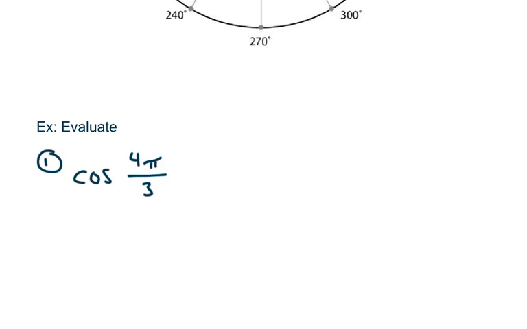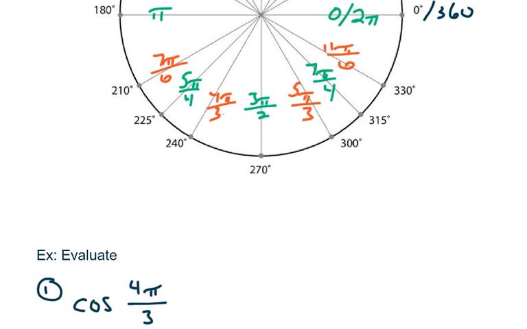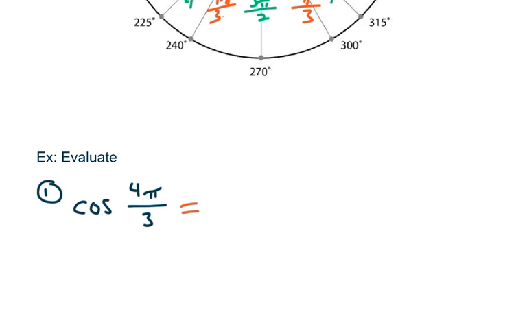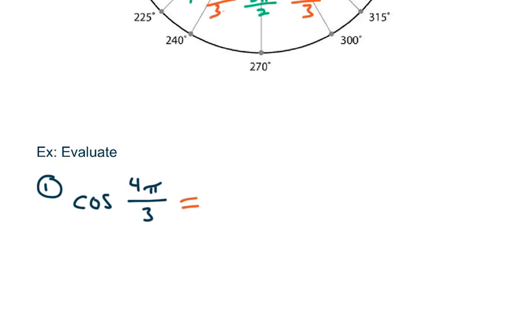Evaluate cosine of 4 pi over 3. So 4 pi over 3 is down here. It's 240 degrees. So the sine and cosine are going to be exactly the same, whether it's degrees or radians. If you look at your unit circle and you find 240 degrees, or 4 pi over 3, the cosine of 4 pi over 3 is going to be negative 1/2. And that's as simple as it gets.